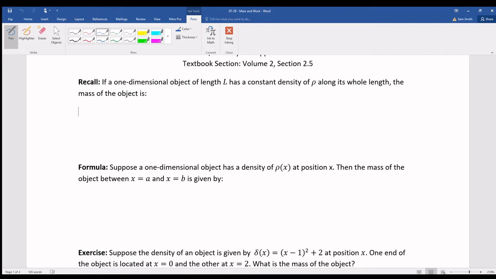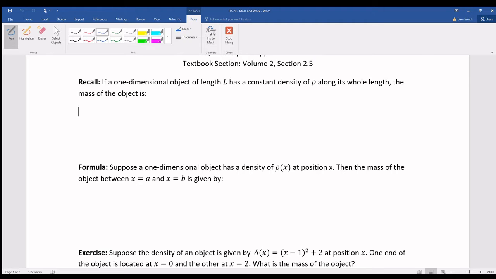Now let's recall the relationship between density and the total mass of an object. Density is a representation of how the mass of an object is distributed along its length. If an object is very, very dense at a certain point, it will have a lot of mass contained in a very small volume, in a very small spatial area.